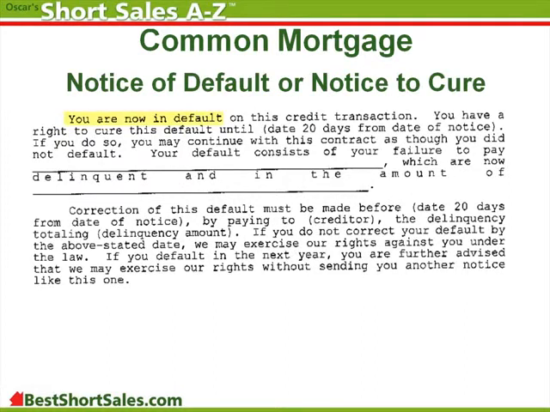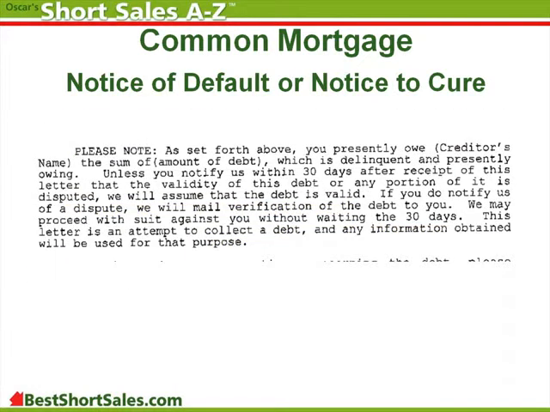Here's a good example. It reads, "You are now in default. Correction of this default must be made. If you do not correct your default, we may exercise our rights against you under the law." This means that the attorney representing the creditor will commence a lawsuit. A lawsuit is needed to sell the property because there is no power of sale clause in the mortgage.